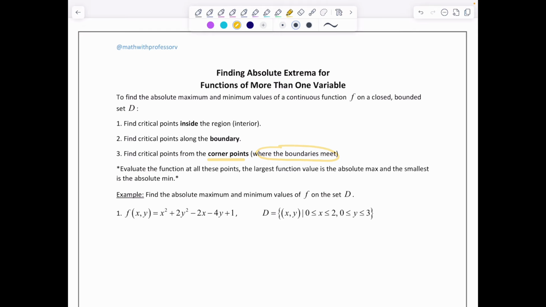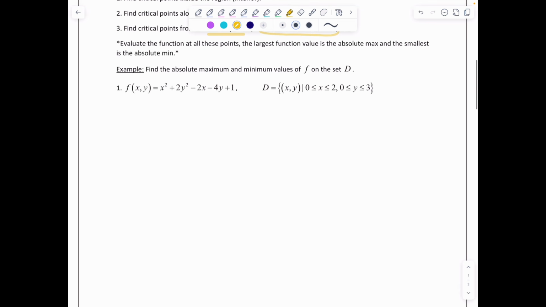So here we go. Find the absolute max and min values of f on the set D. So here's our function. I recommend always graph D. That way you can easily identify all your boundaries and your corners. So x is between 0 and 2 inclusive. y is between 0 and 3 inclusive. So we've just got the loveliest little rectangle you ever did see.